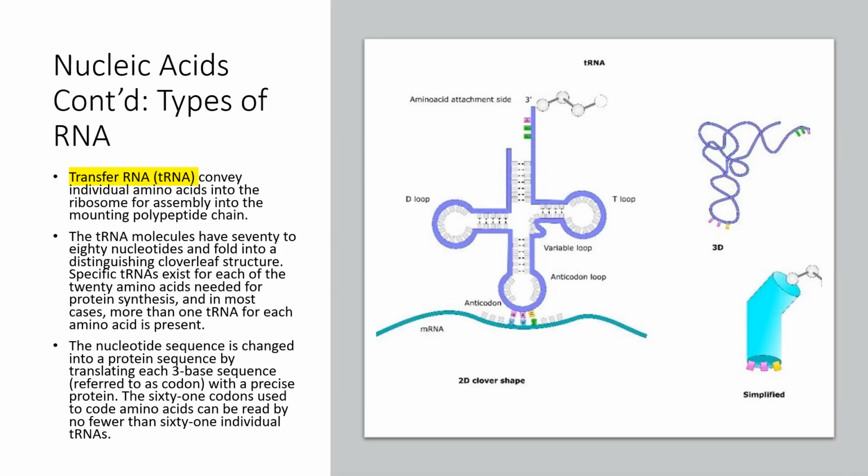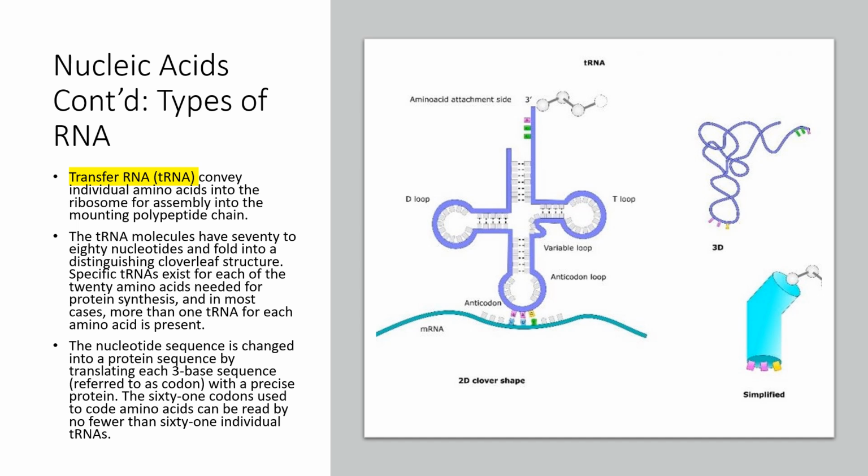Now let's consider tRNA, or transfer RNA. tRNA conveys individual amino acids into the ribosome for assembly into the growing polypeptide chain. The tRNA molecules have 70 to 80 nucleotides and fold into a distinguishing clover leaf structure. Specific tRNAs exist for each of the 20 amino acids needed for protein synthesis, and in most cases, more than one tRNA for each amino acid is present.